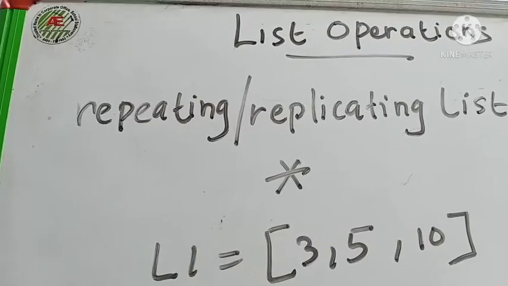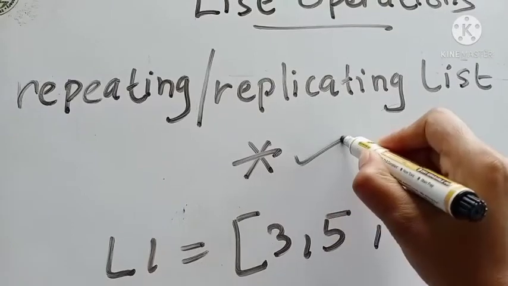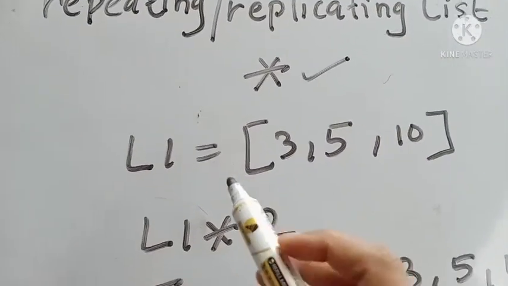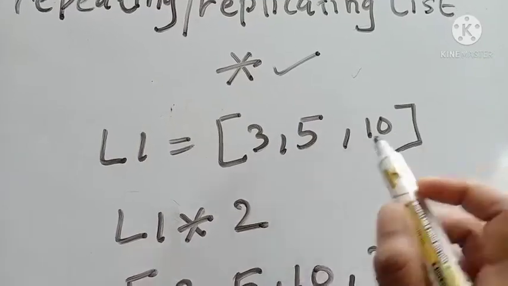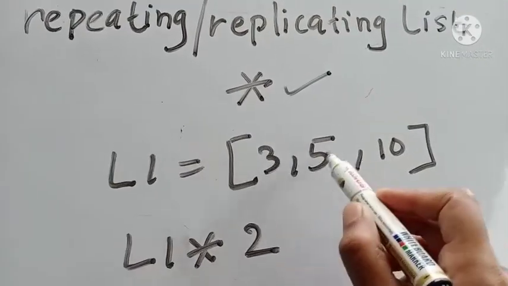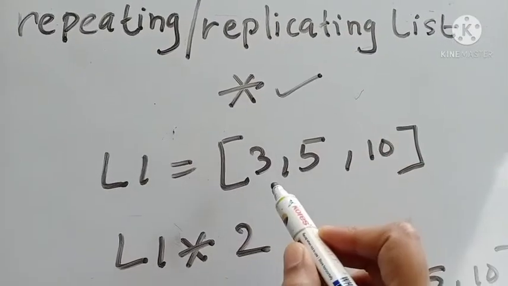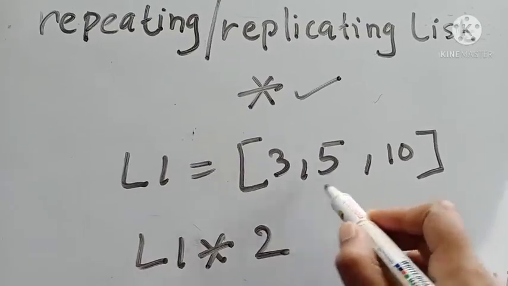See, the another one is repeating or replicating list. If you want to replicate, the symbol is nothing but star symbol, right? Okay, I will show you the example. L1 equal to, within square bracket, 3 5 and 10. When you are trying to do L1 star 2, don't think that each and every number will be multiplied with 2. Don't think like that. This operator is used for repeating the same list once again.